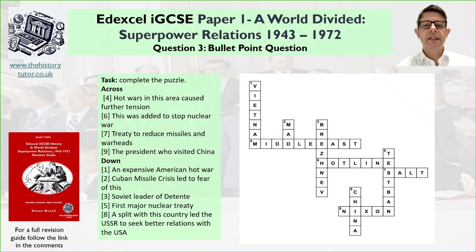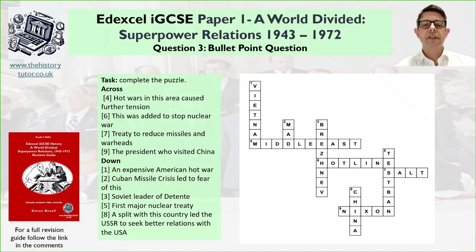1 down, an expensive American hot war. So you've got Vietnam, again, part of Detente. America was struggling for money. They wanted to cut down their weapons building. They wanted to cut their budgets on the Cold War. Also, as they end the Vietnam War, it starts to bring about more peace in the world as China and Russia are happy that they're ending their war against communism.